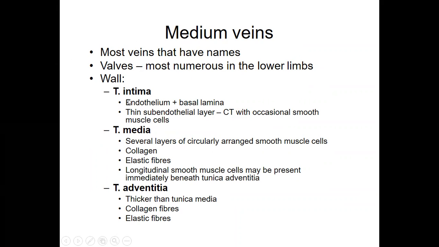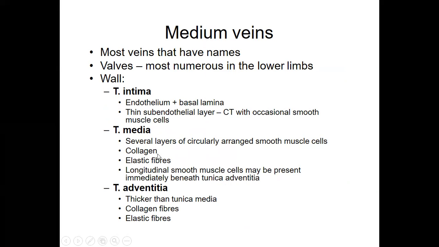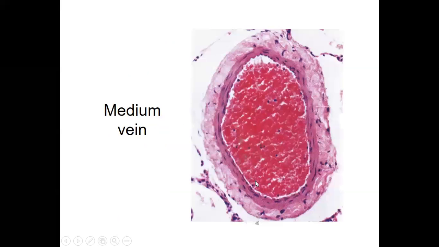And for the wall, the tunica intima is composed of the endothelium with the basal lamina, and there is also a thin subendothelial layer composed of connective tissue with smooth muscle cells. In the tunica media, there are several layers of circularly arranged smooth muscle cells. You can see here, circularly arranged smooth muscle cells in the tunica media. And then collagen fiber, elastic fiber, and also longitudinal smooth muscle cells that may be present immediately beneath the tunica adventitia.